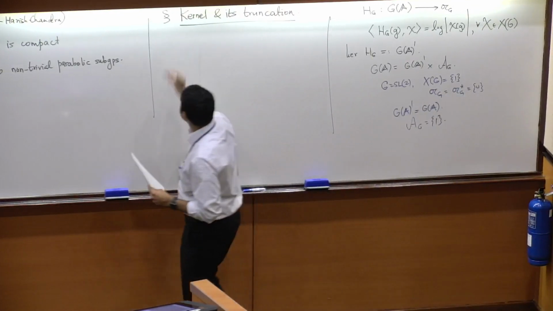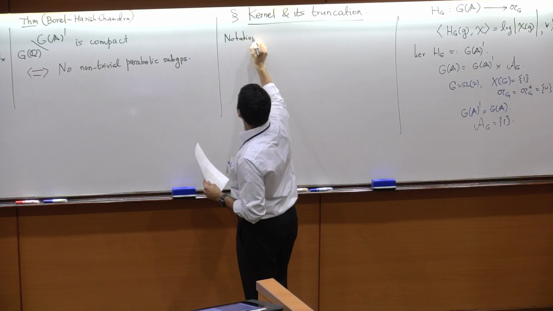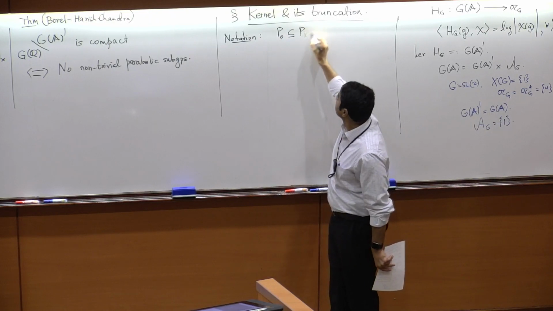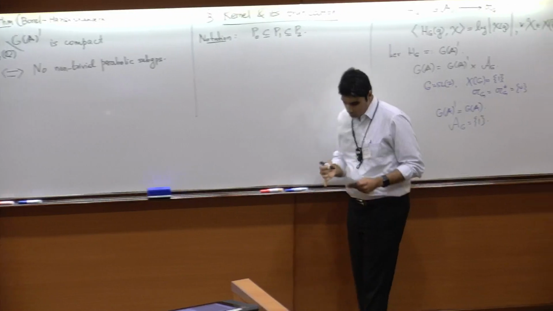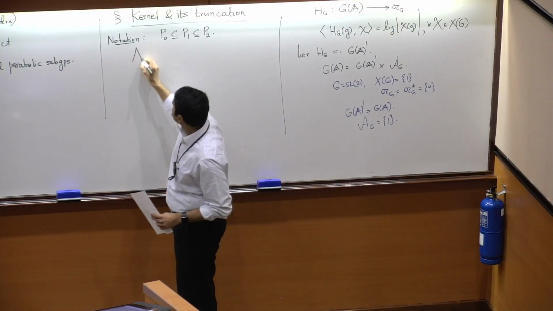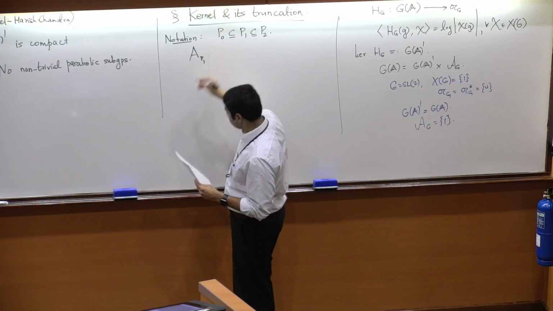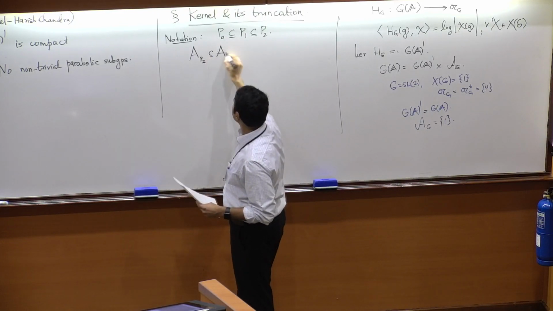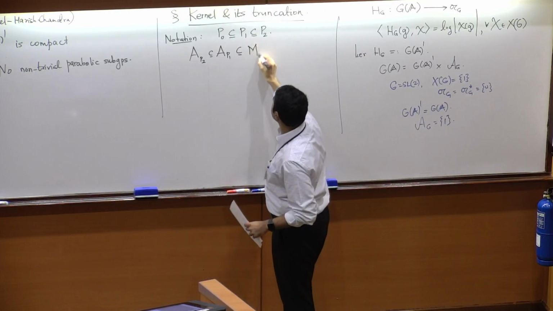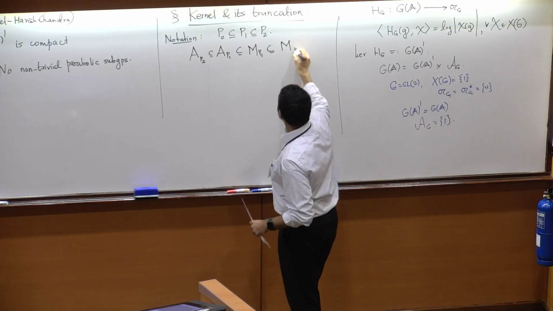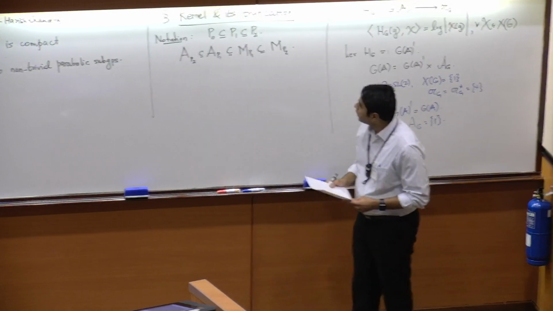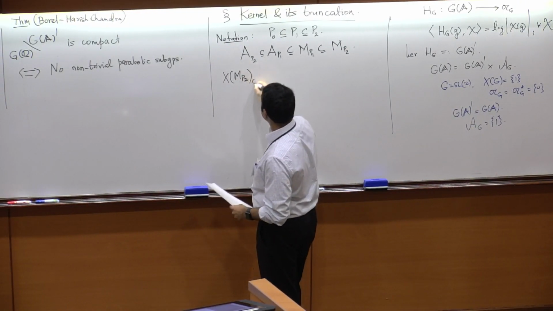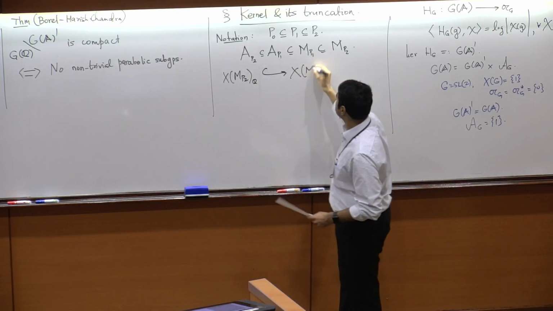Okay, so some more notation. Take P_1 and P_2 to be standard parabolics. So you get an embedding of A_{P_2} sitting inside A_{P_1}, and A_{P_1} sits inside M_{P_1}, the Levi subgroup of P_1, which sits inside M_{P_2}. And this gives you an embedding of the character groups X(M_{P_2})_Q, X(M_{P_1})_Q.